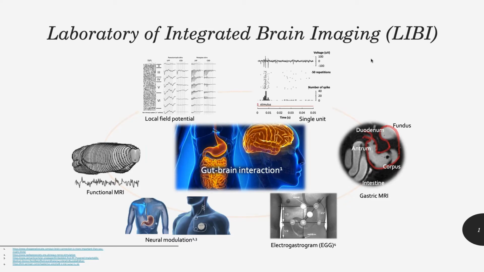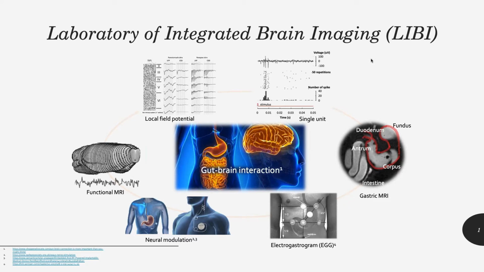To address such interest, we have to combine multiple techniques. We include functional brain fMRI, abdominal gastric MRI, and neuromodulation including gastric electrical activity and vagus nerve stimulation. We also include electrophysiology recording, like electrogastrogram recording, including invasive and non-invasive EEG recording, and most importantly, local field potential and single unit activity. By combining all of these techniques together, we are able to answer the question of how the stomach and the brain interact with each other.